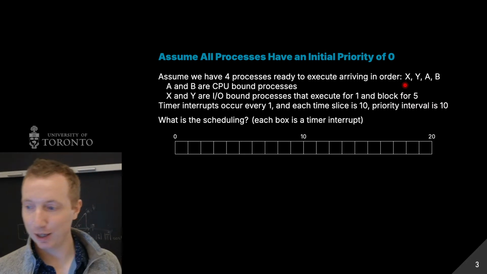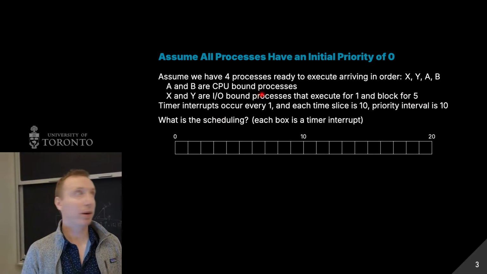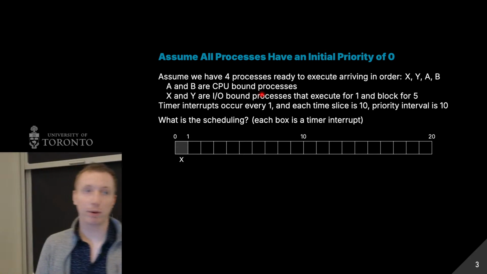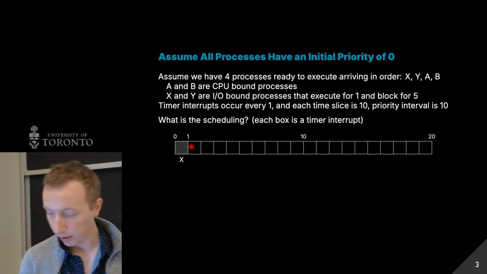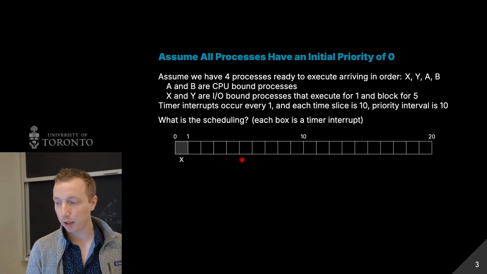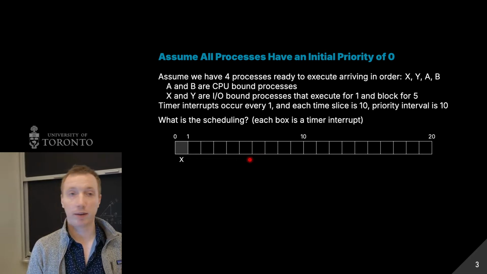Yeah, X, right? So in this case, since X is one of the IO-bound processes, we can only run it for one time unit, right? So it runs from 0 to 1, and then it's blocked. So it can't run again for another 1, 2, 3, 4, 5. So it can't run again until time 6 here.